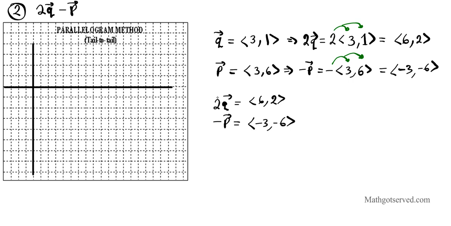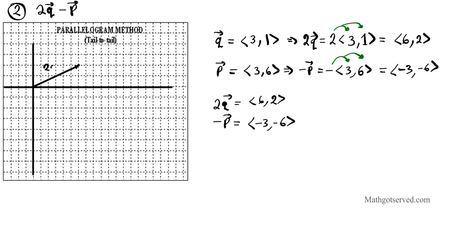So let's go ahead and draw the first one, 2q. For 2q, I'm going to go 6 units to the right, 1, 2, 3, 4, 5, 6, and up 1, 2. So that's vector 2q. Let's draw the vector in there, and label it 2q.